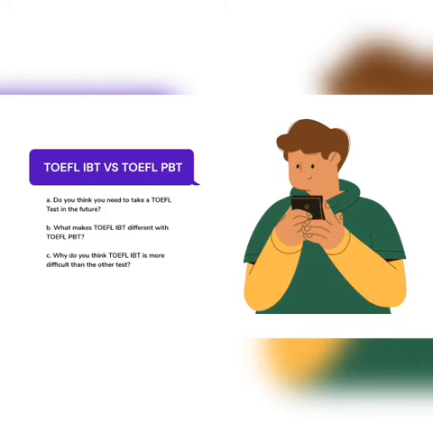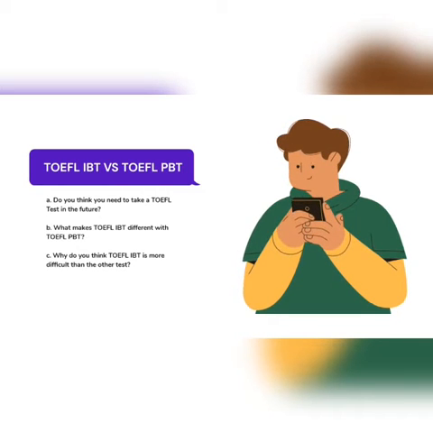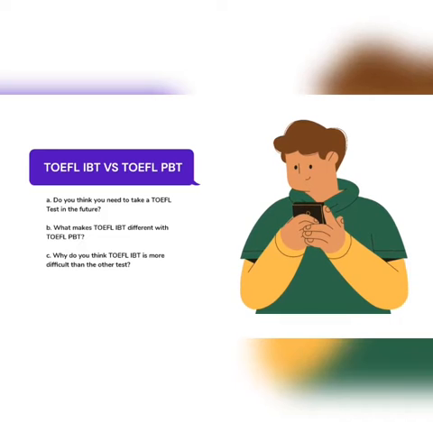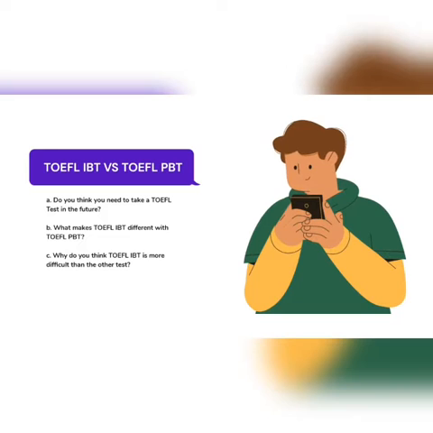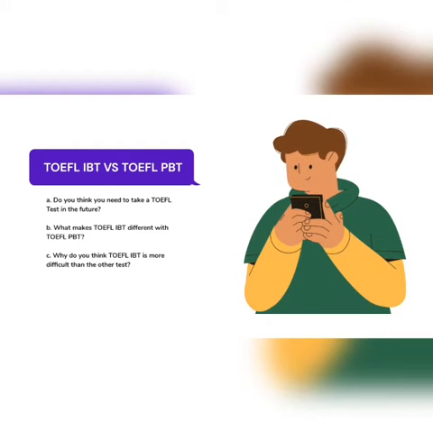The second question is, what makes TOEFL IBT different from TOEFL PBT? In TOEFL IBT, the meaning is internet-based test, while PBT is paper-based test. The content of questions inside PBT and IBT is also different. PBT contains three skills, which are reading, writing, and grammar. And IBT contains four skills, which are reading, writing, listening, and speaking.